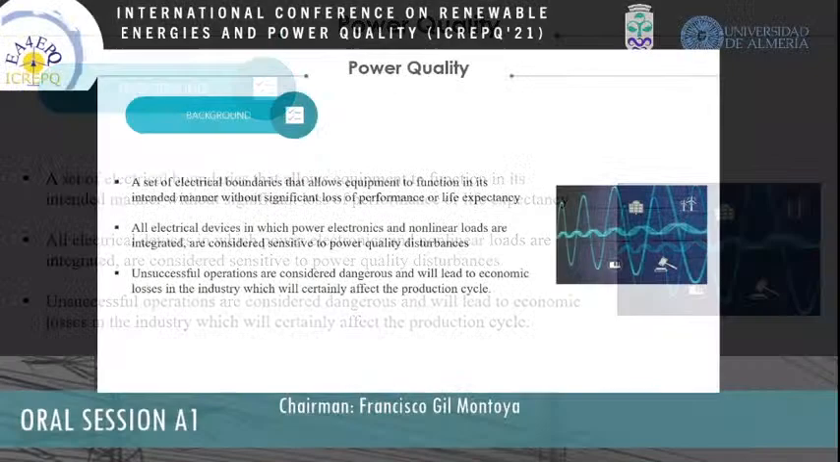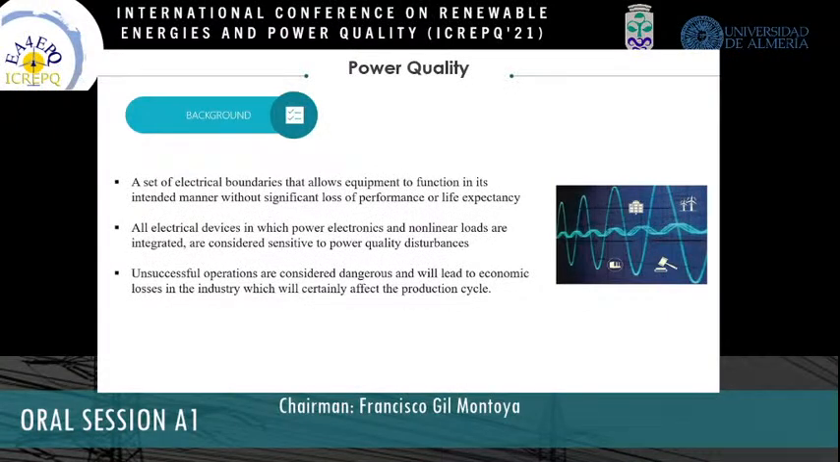Power quality is a major concern in the electric power industry, as its main goal is to free the system from disturbances and obtain good performance results in the production cycle. All electrical devices in which power electronics and nonlinear loads are integrated are considered sensitive to power quality disturbances, such as electric motors, computers, generators, transformers, or household appliances. Thus, quality loss is a main feature that can determine the severity of an economic loss caused by any disturbance in power systems.